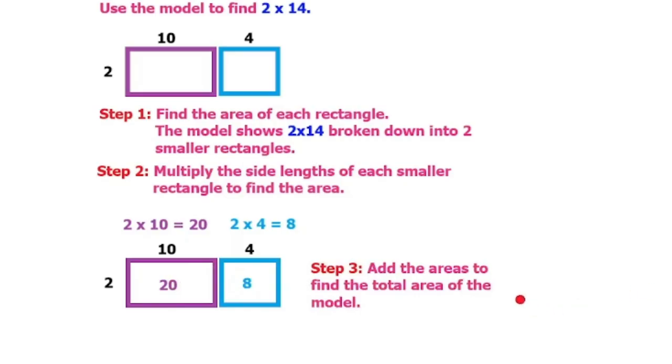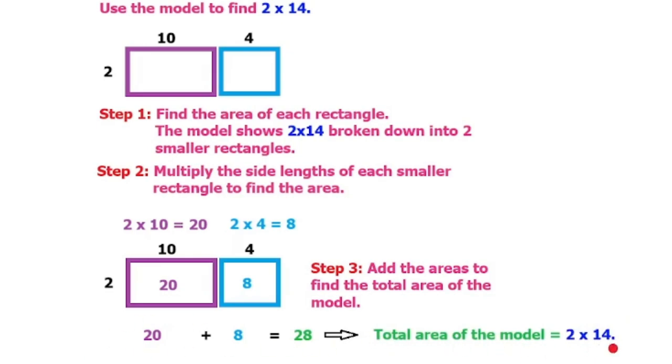So the final step, add the areas to find the total area of the model. 20 plus 8 equals 28. So the total area of the model equals 2 times 14. We just finished using this model to find what 2 times 14 is.